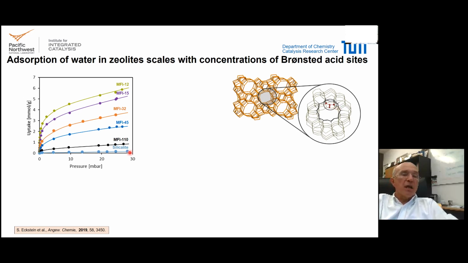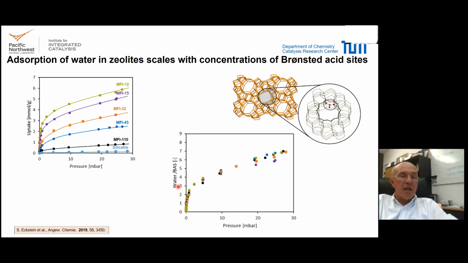So if we look at the adsorption of water as a function of the concentration of acid sites, you see that the amount of water that you can adsorb in a zeolite increases commensurate with the concentration of Bronsted acid sites, of these OH groups that we have in the zeolite. So if we take this together and normalize the adsorbed amount to the concentration of these Bronsted acid sites, we can now plot water per Bronsted acid site. We see that all adsorption isotherms fall onto 1.